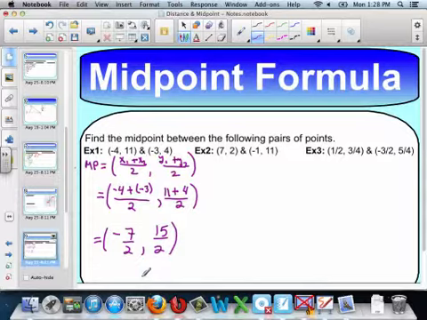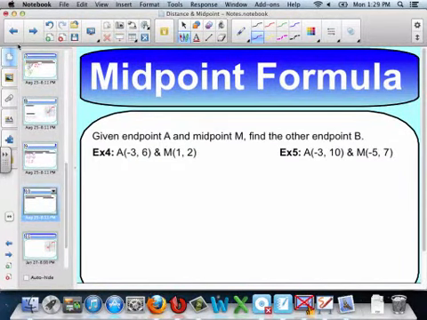Alright, guys, I'm going to stop here on this particular one, only because we're running out of time. I want to make sure we are able to do our last objective for today. And that is number 4 and 5.